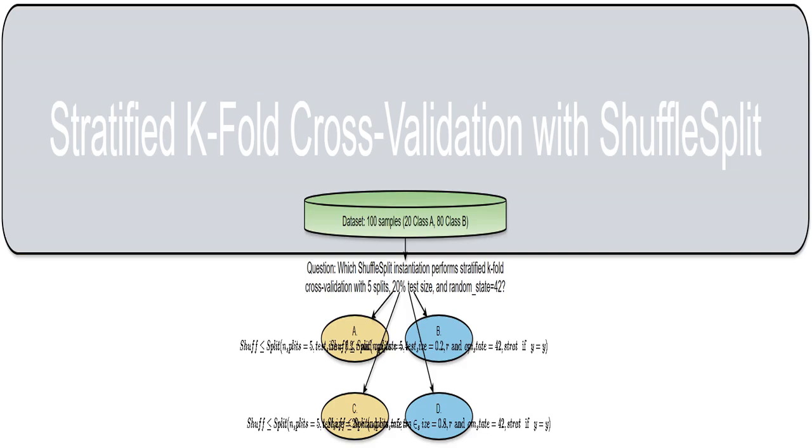Imagine you're trying to test a model's accuracy on a dataset with different groups of data, like different types of flowers. Stratified k-fold cross-validation ensures each group is fairly represented in each testing and training split. ShuffleSplit is a technique I use to randomly split the data into different folds, and the stratified part keeps the proportions of each group balanced in the splits. It's like making sure each group gets a fair shake.